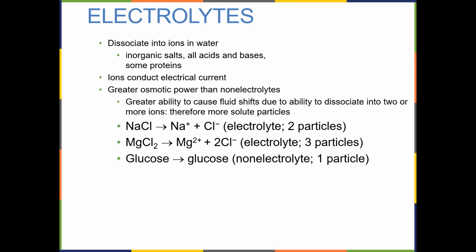Sodium chloride can give you two solute particles when it dissociates. Magnesium chloride can give you three. I forgot about the other chlorine there. Glucose is a non-electrolyte. It only gives you one solute particle. So the number of particles actually matters. The more solute particles you have, the higher the solute concentration. And water will always go from the high water side to the low water side. High water is low solute concentration, and low water is high solute concentration.